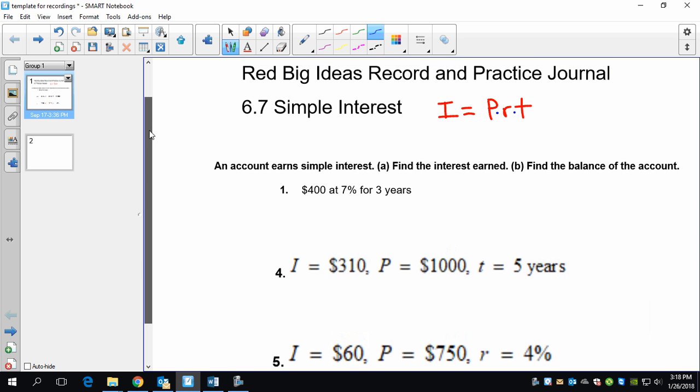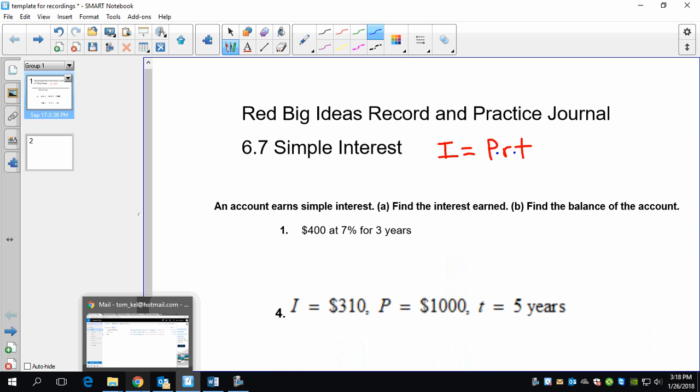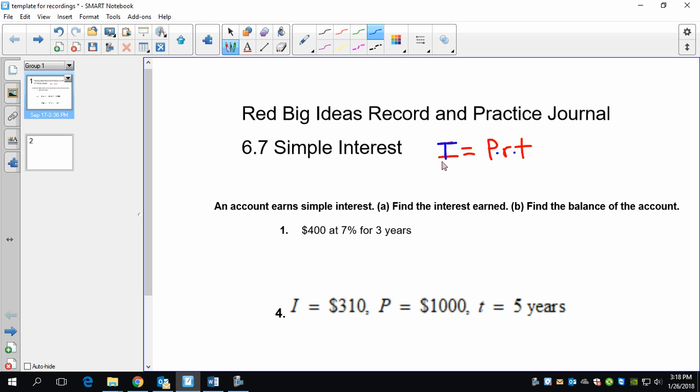We are working on the red Big Ideas Record and Practice Journal. We're doing 6.7 today, and we're just doing simple interest. And our formula that we're using is interest I is equal to principal times rate times time. So interest I equals principal times rate times time.